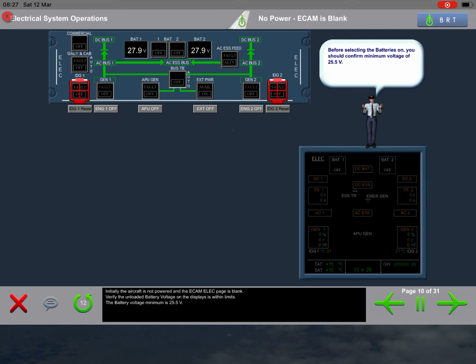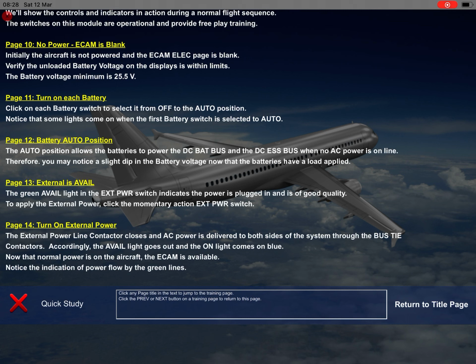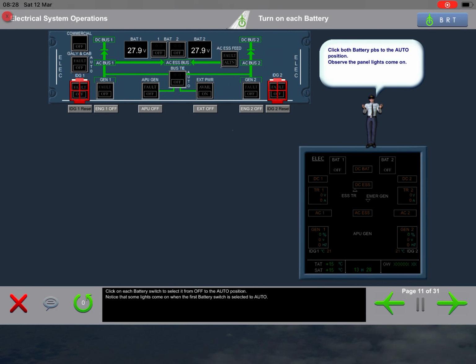Initially, the aircraft is not powered, and the ECAM electrical page is blank. Verify the unloaded battery voltage on the displays is within limits. The battery voltage minimum is 25.5 volts. Click on each battery switch to select it from off to the auto position. Notice that some lights come on when the first battery switch is selected to auto.